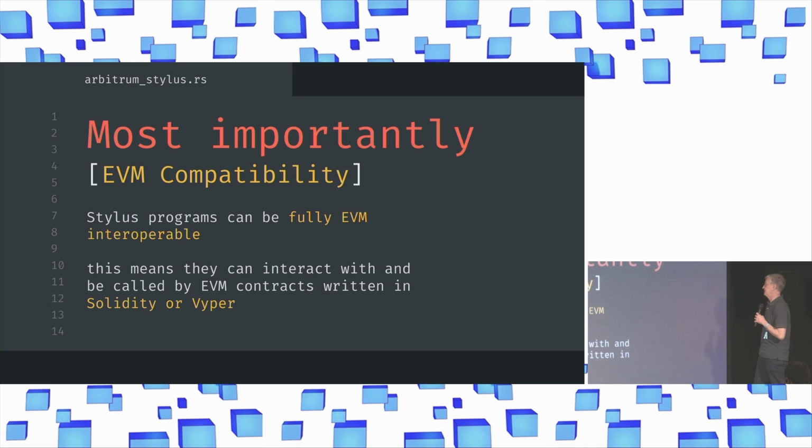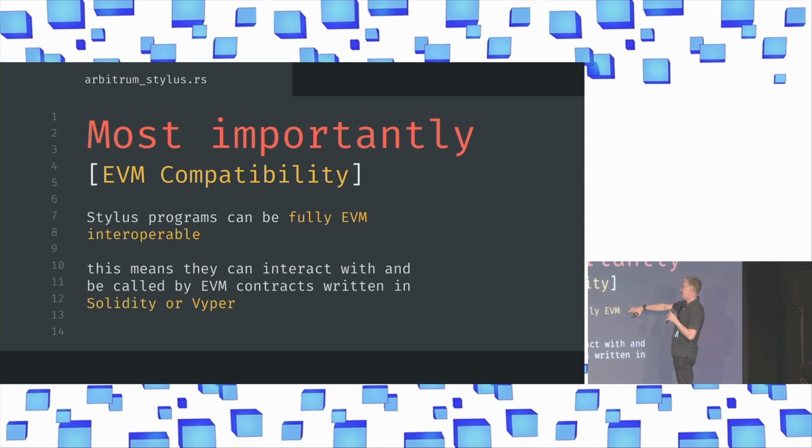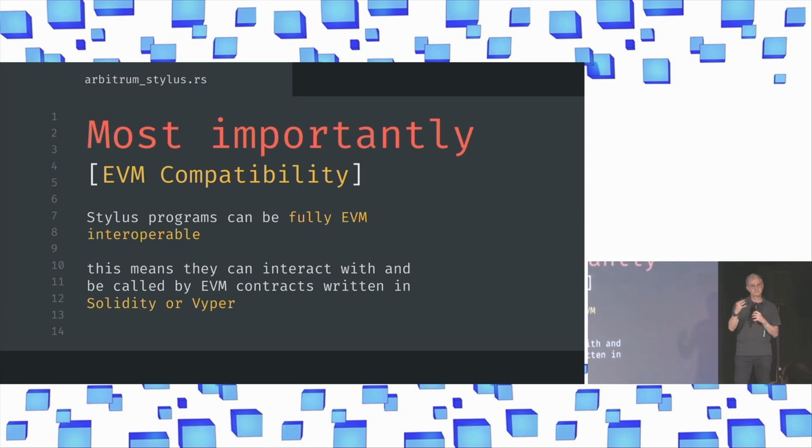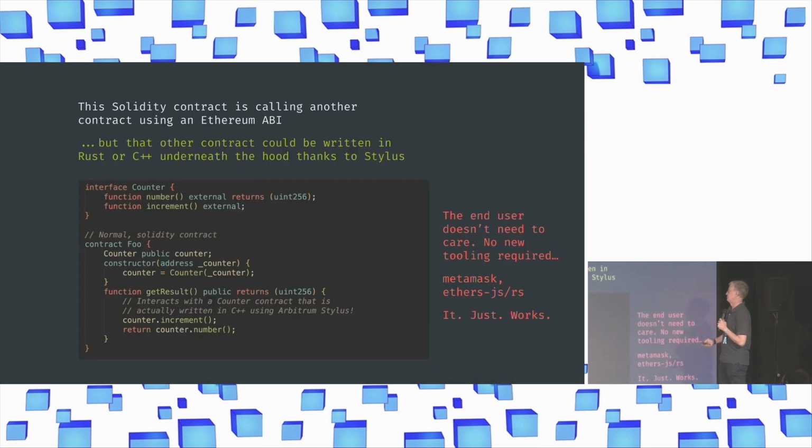Most importantly, of course, it's EVM compatible and fully interoperable. There is automated support in the SDK for the EVM binary calling convention. That means if you want to call some EVM code, you can simply declare a function signature and then put a decorator above it saying to generate stub functions for calling it. So you can call and be called by EVM contracts that are written in Solidity and Vyper in a really natural way.